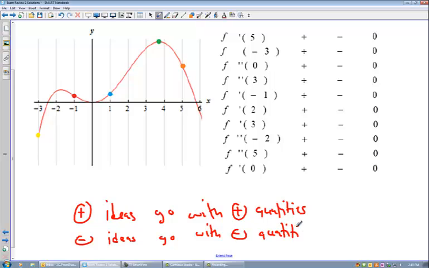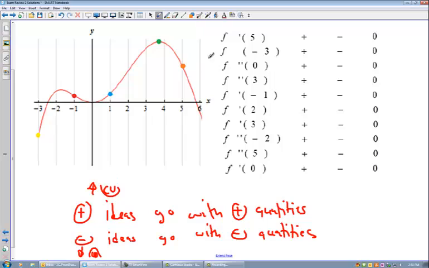And so when I think of derivatives, when the first derivative is positive, it goes with the positive idea of up, right? When the second derivative is positive, it goes with the positive idea of smile, concave up. When the first derivative is negative, it goes with the negative idea of decreasing. When the second derivative is negative, it goes with the negative idea of concave down, right? CD. So concave up, concave down. It looks like a frown.